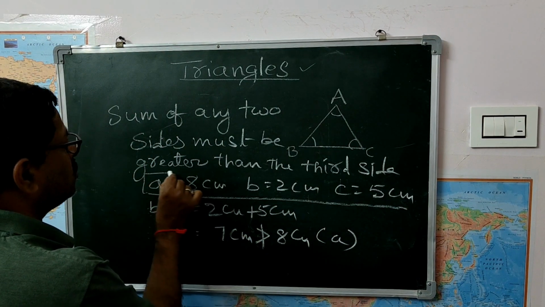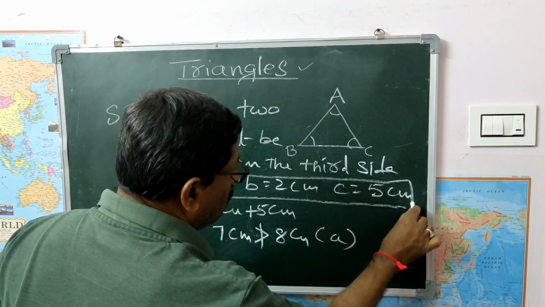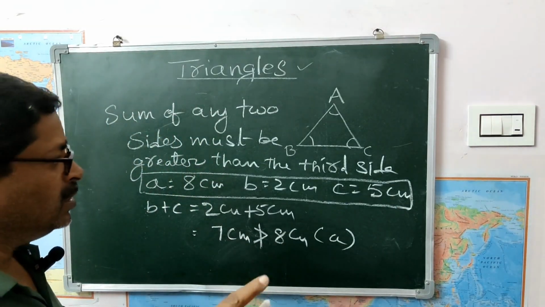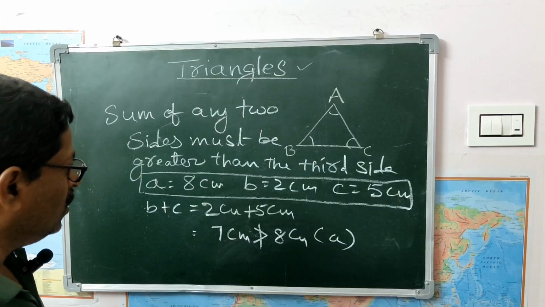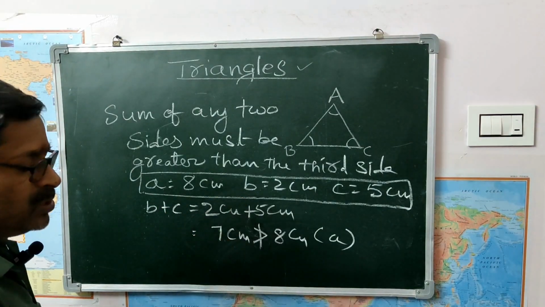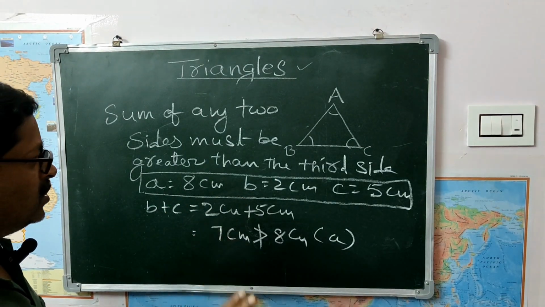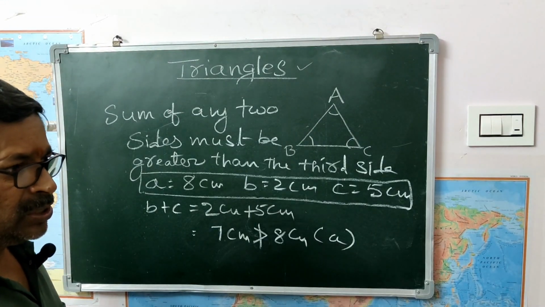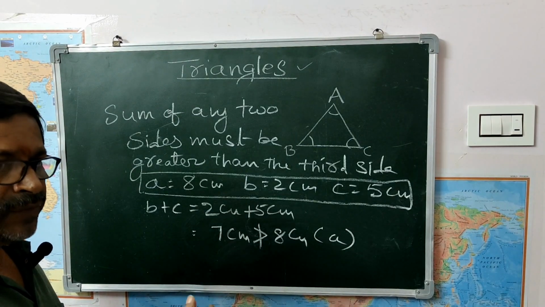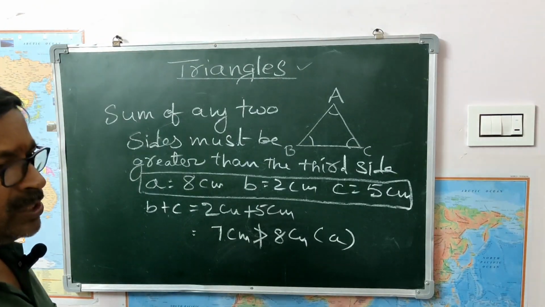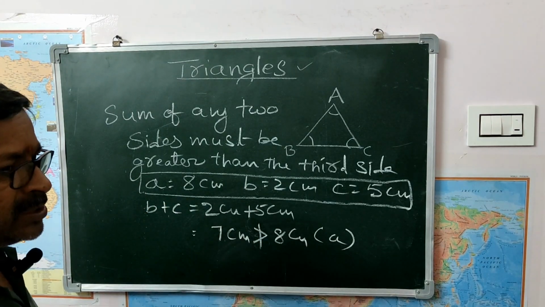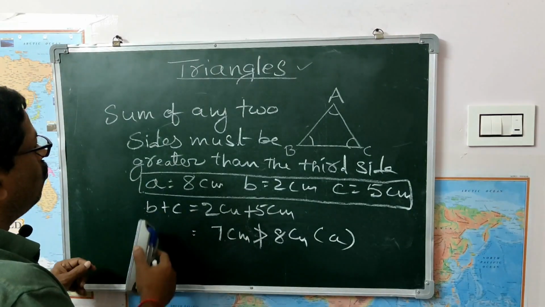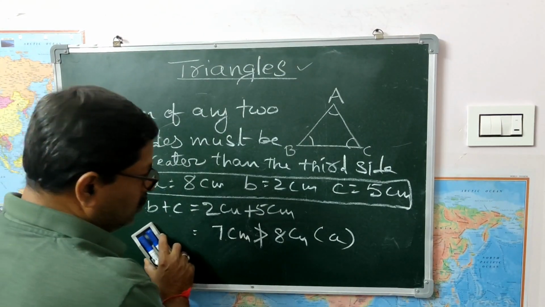Normally in the examinations, you will be asked to say which set of measurements make a triangle. Okay. In that case, you have to check the rule like this. Take the sum of any two sides and see whether it is greater than the third side or not. In all the three cases, if it is true, you can say that the set of measurements will form a triangle. This is one important property you must know.